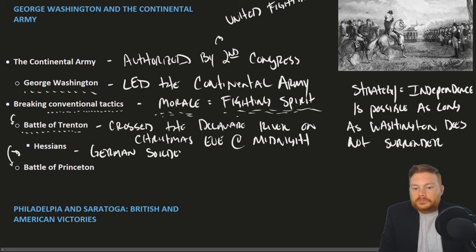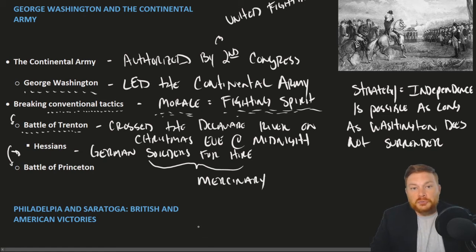soldiers for hire. We also call a soldier for hire, you might be familiar with this term, mercenary. A mercenary is somebody who fights for pay. The British had used a lot of soldiers from Germany that they were paying to fight for them. And so, especially by attacking in the winter, that was not conventional. Recall that armies usually attacked during the summer, launching surprise attacks, doing it at midnight.